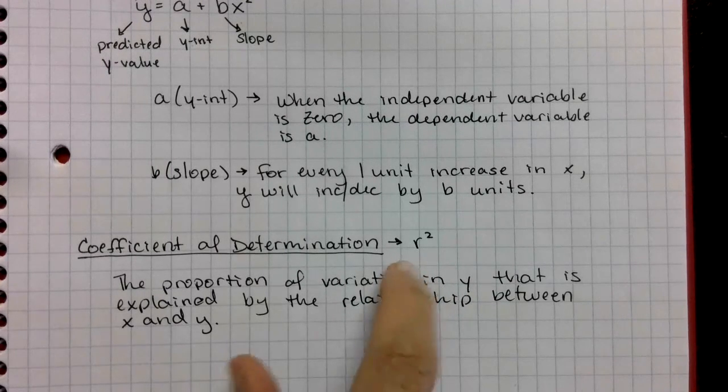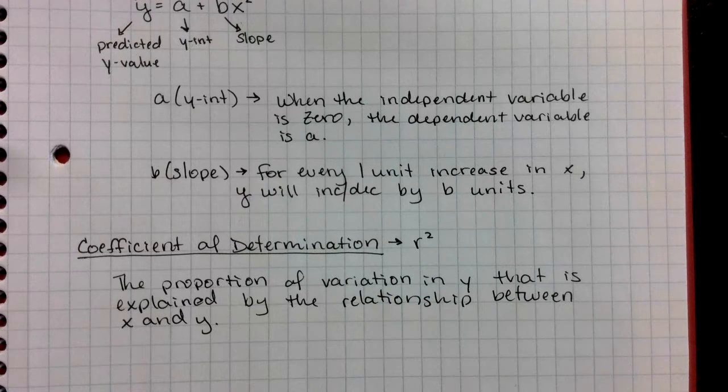Now, the higher your r squared value is, the better, because that means you have a better model. There exists a stronger correlation between the two variables. The larger that proportion of variation, the stronger your model, because the relationship between those two variables accounts for more of that variation. Okay.